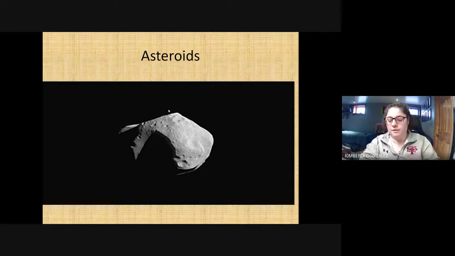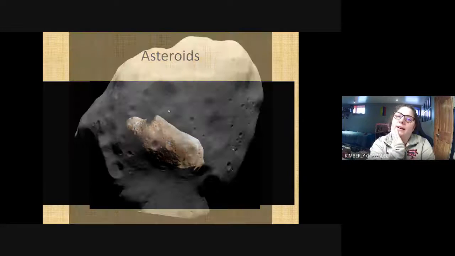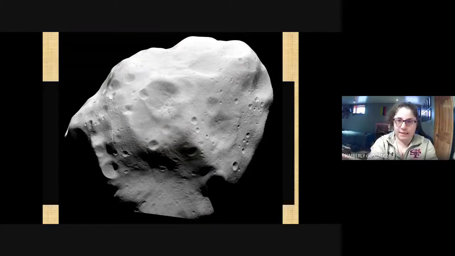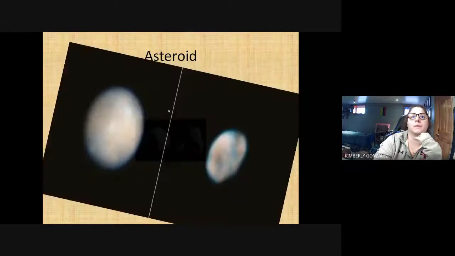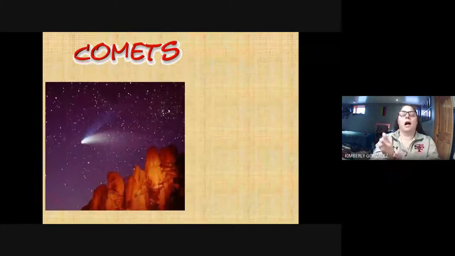All right, so here are just some pictures of some asteroids. Notice that it has craters, because it doesn't have anything protecting it. It has no outer layer protecting it, so it's going to get hit by other stuff. Here's just some more pictures. That one's just rocky and nasty looking. All right, so I'm going to move on to comets.